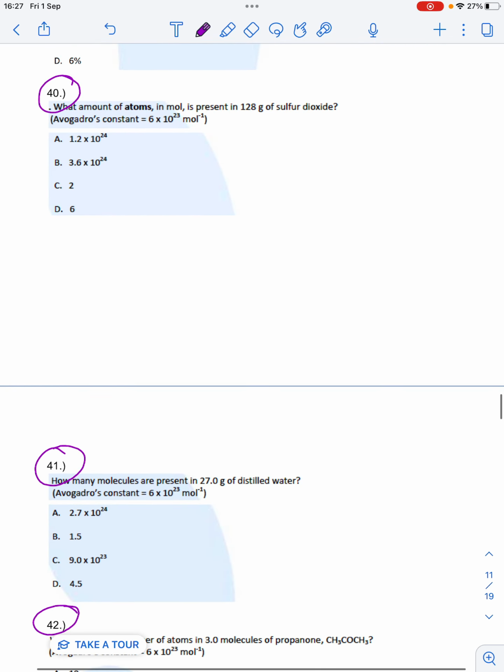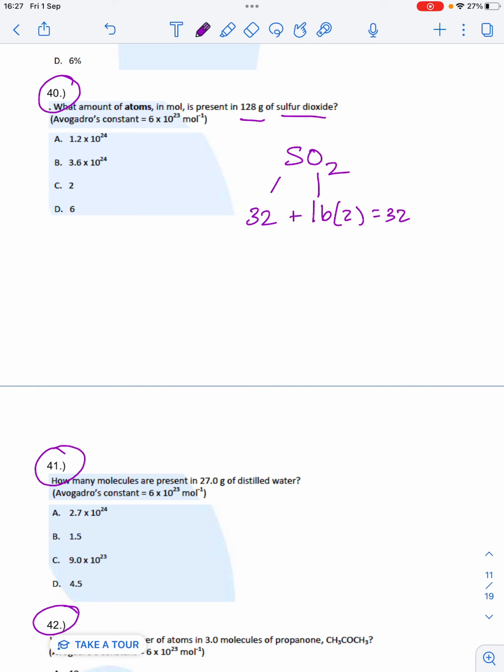Okay, if I move on to question 40. What amount of atoms in moles is present in 128 grams of sulfur dioxide? So sulfur dioxide is SO2. Hopefully I have added something to the assignment post so you realize that. Okay, and sulfur has a molar mass of 32 grams per mole. Oxygen has a molar mass of 16 times 2, it's also 32. And so our total molar mass is going to be 64 grams per mole.